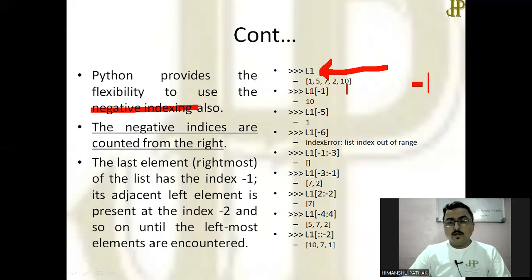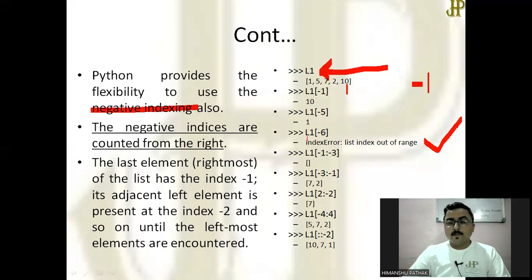So here L1 of -1, what will it print? 10. L1 of -5 will print 1. But if I want to fetch L1 of -6, there is no such element. There are only 5 elements, there is no 6th element present over here. So it will again generate an exception, and that exception is IndexError. You are trying to fetch outside of the range.